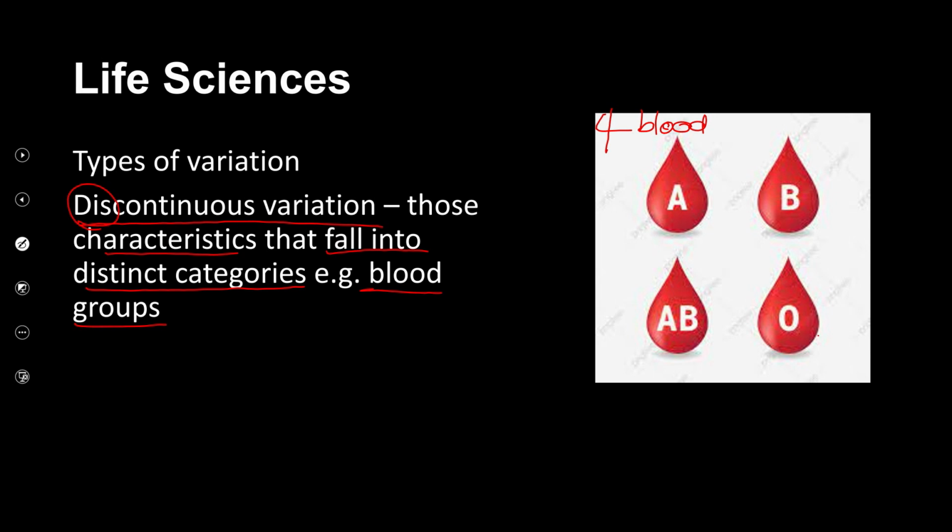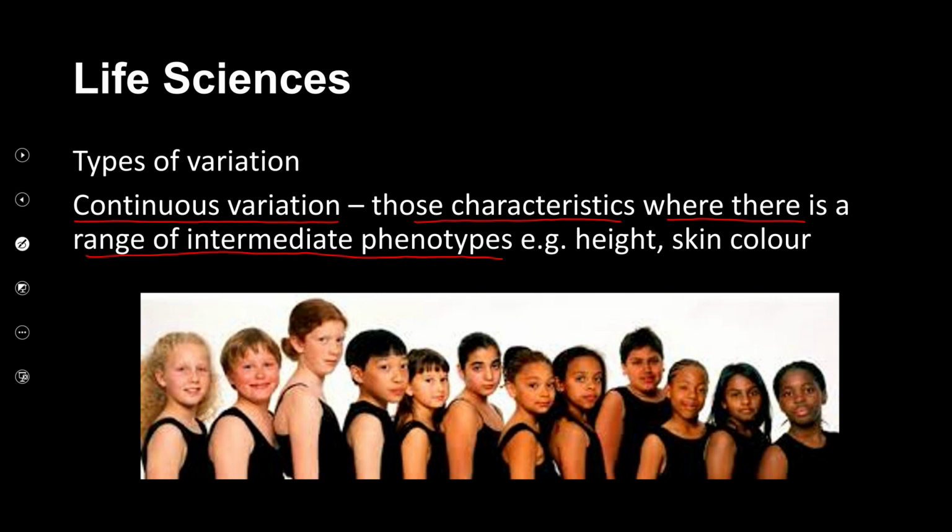All right, let's go back and make sure we understand the difference between continuous variation and discontinuous variation. Continuous variation, we said, is those characteristics where there's a range of intermediate phenotypes. So there's a continuation. If you have a look at height here, you can see these girls. Some of them are very short, and then there's one that might be a little bit taller, and they get taller and taller and taller. Or even the color of their hair. We might have very light hair, and it gets darker as the continuum moves along. That doesn't put them into specific categories.